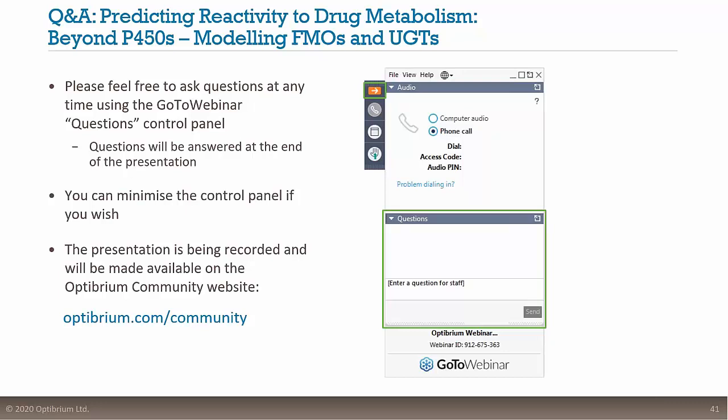Excellent. And the next UGT-related question here is, can you elaborate further on the ability to correctly identify O or N glucuronides?